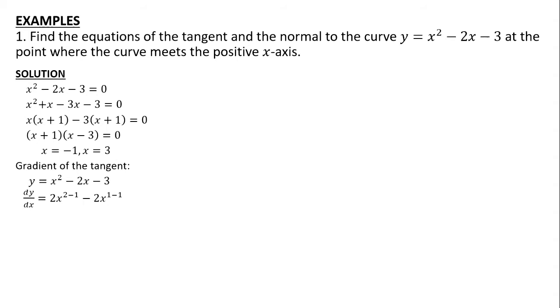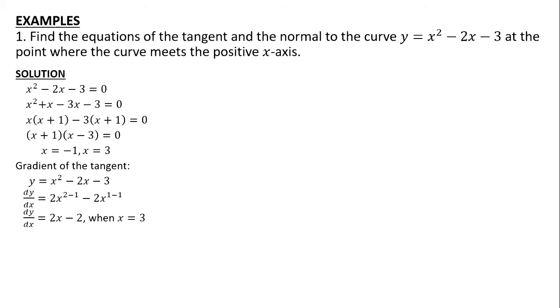Our dy/dx will be, we are going to multiply the power 2 times the coefficient 1, which is there. So 2 times 1 will give us a 2. Subtract 2 minus 1, and then here there's the power 1. We'll multiply 1 times -2, which will give us a -2. Subtract 1 minus 1, we'll get a 0. Any base to the power 0 is the same as 1. So when you multiply 1 times -2, you get a -2. So our dy/dx will be equal to 2x minus 2.